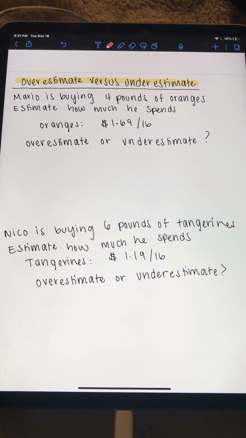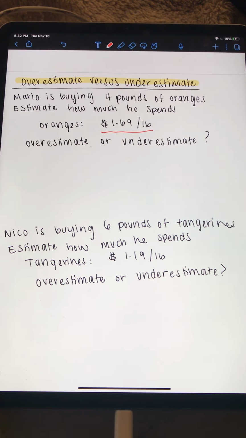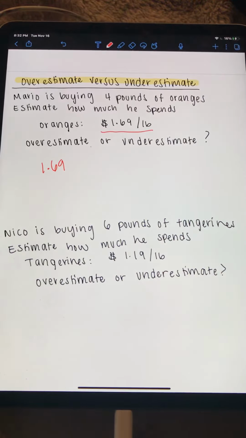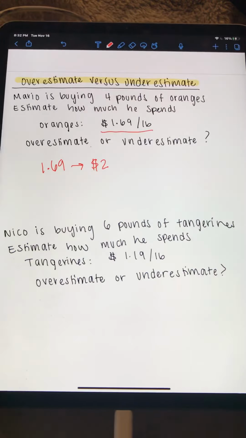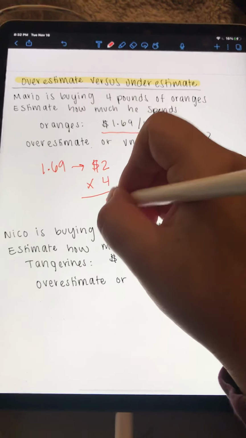So when we were going through problems, it brought up something like Mario is buying 4 pounds of oranges. Estimate how much he spends, and an orange is $1.69 per pound, right? And if we want to estimate this, we can pick a value that is easier to use. So 1.69, if we rounded up to the nearest dollar, right, would be $2. So, and we wanted to figure out how much would it cost for 4 pounds. Well, we just multiply by 4 and we get 8, right?